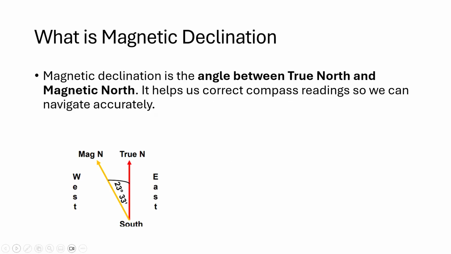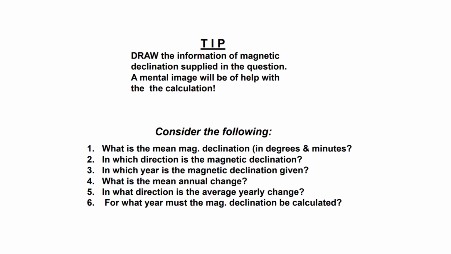So magnetic declination is basically the angle between the true north and the magnetic north. This is the angle between the true north, which does not change, and the magnetic north, which keeps on moving. So always, the tip is to be able to draw the information of the magnetic declination supplied in the question paper, because a mental image will be of help with the calculations.